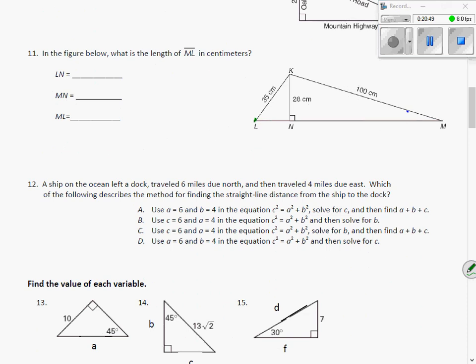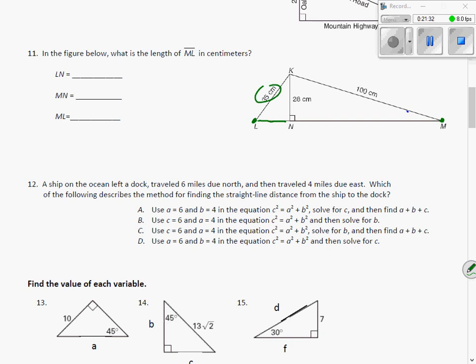Number 11 asks how far it is from L to M. What'd you get? Who did it? What'd you get? ML. Might get anything different. Okay. So how'd you do it? Did you find this piece first?